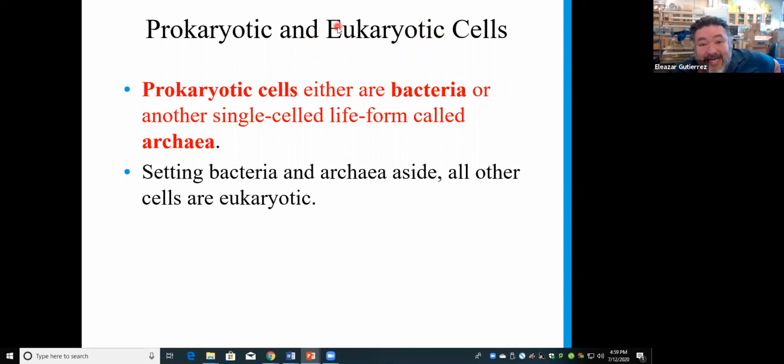That's you and me, plants, animals. And prokaryotic cells are those cells that came along before the nucleus, early in evolution. Those prokaryotic cells fall into one of two categories. They're either bacteria or they're archaea. You and I run into bacteria all day, every day. We drink bacteria. We do. We disinfect bacteria. We deal with bacteria all day, every day.